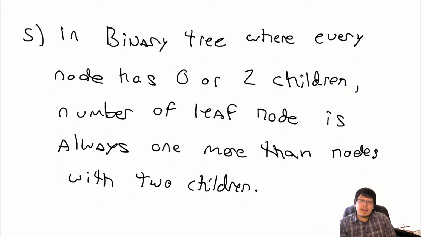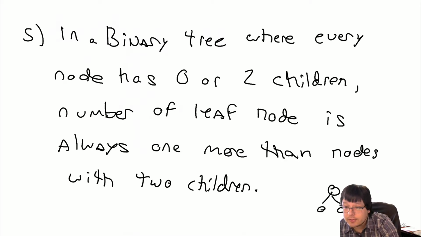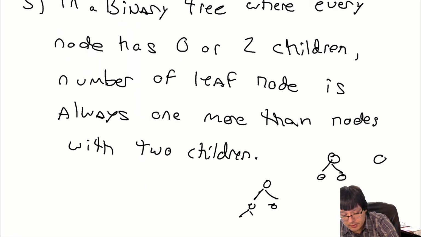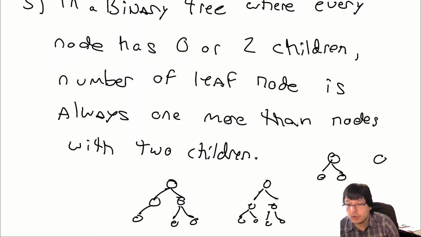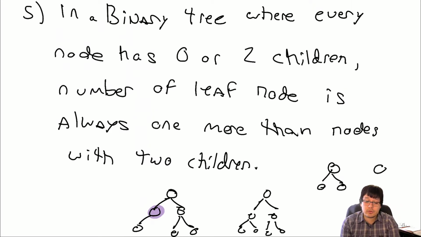So in a binary tree where every node has 0 or 2 children, that means we can have either this or this or this, but we can't have that. That is no go. It's also no go because again we still have this issue here. So we're saying in a special tree that has 0 or 2 children, the number of leaf nodes is always 1 more than the number of nodes with 2 children.